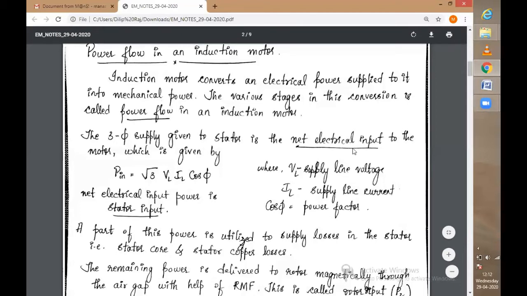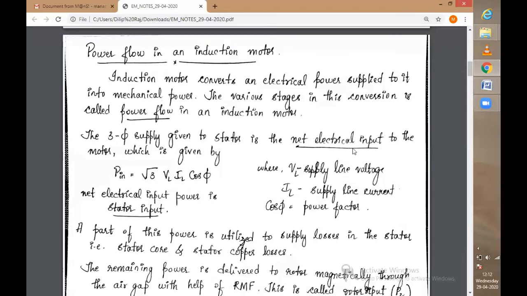The net electrical input, or the total electrical input to the motor, is denoted as P in and is given by the formula root 3 VL IL cos phi, where VL and IL are the line voltage and line current of the supply respectively, cos phi being the power factor. So this total electrical input is referred to as stator input.